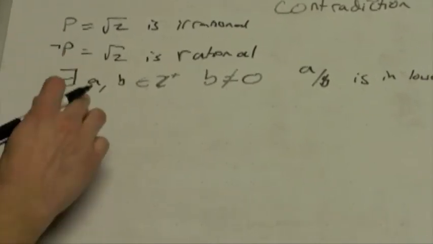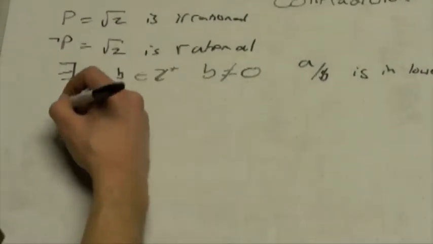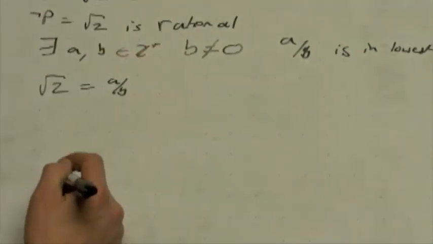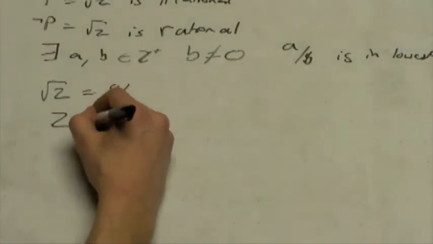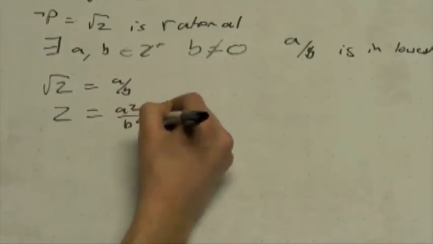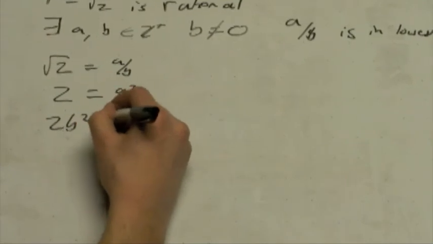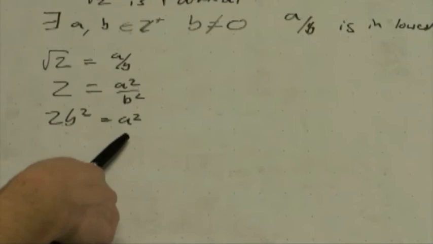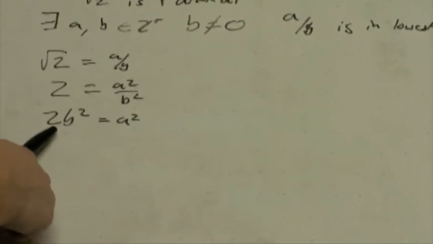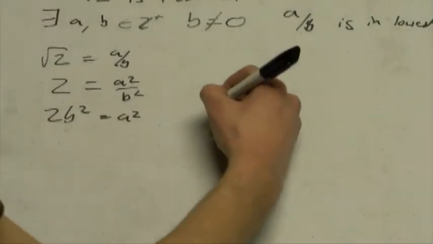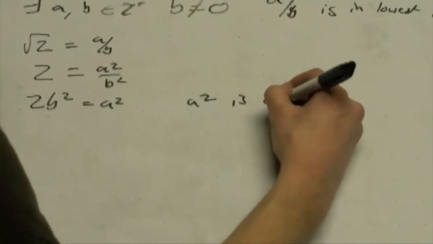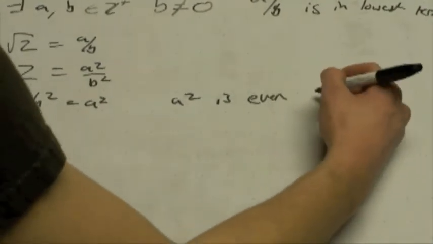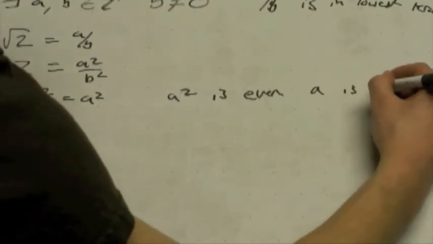Since we're saying that the square root of 2 is rational, we can rewrite this as the square root of 2 is equivalent to a over b. Now this is equivalent to 2 equals a squared over b squared, or 2b squared equals a squared. From here we know that a squared is even, because any integer squared and then multiplied by 2 will be an even number. Because a squared is even, we know now that a is even.